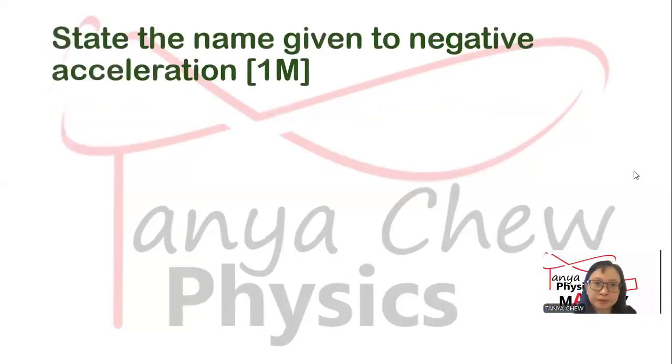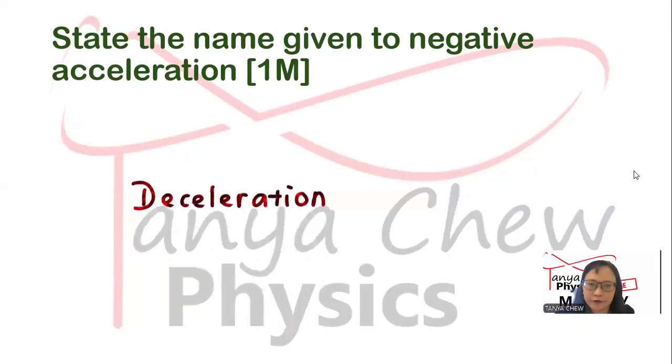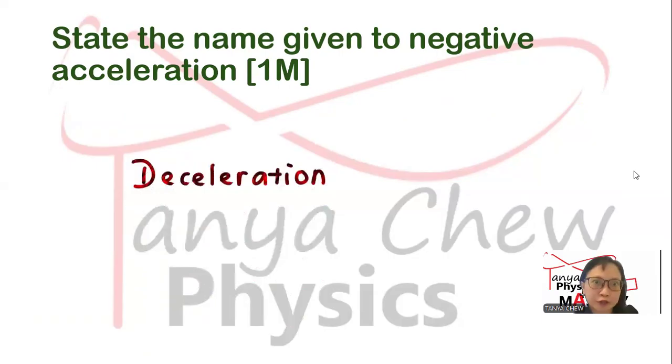Look at this example. State the name given to negative acceleration. Very simple. It is called deceleration. That's simple. Now, the next one.